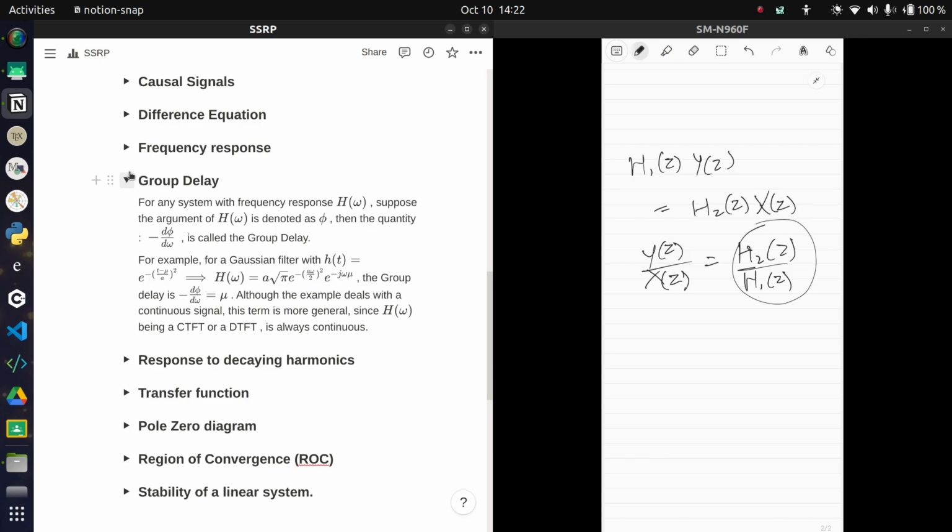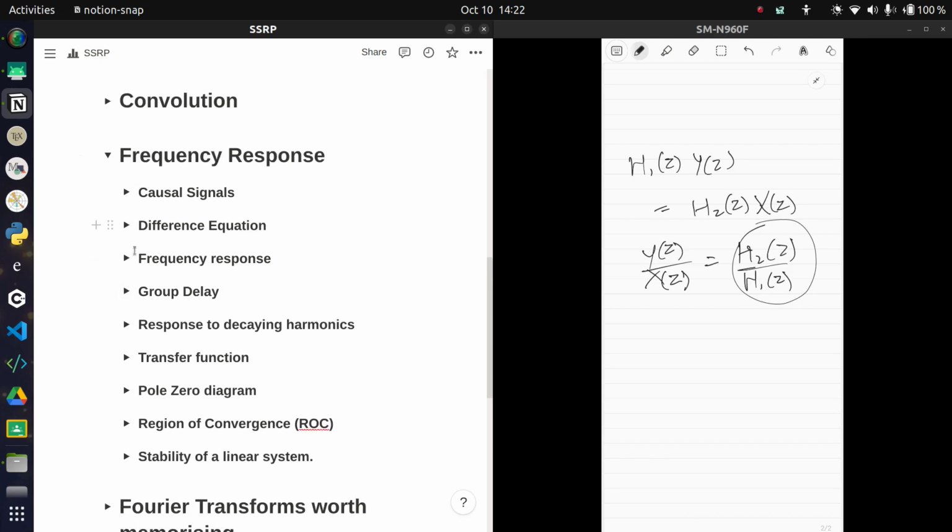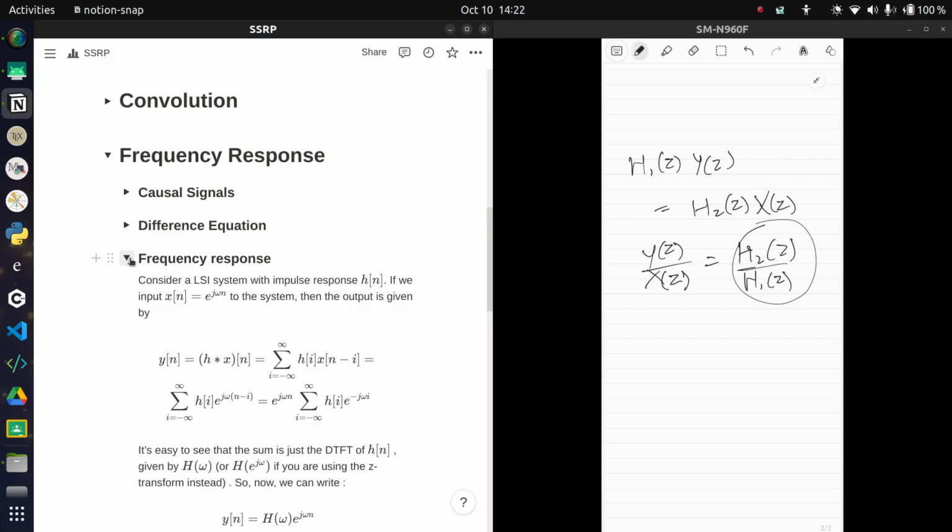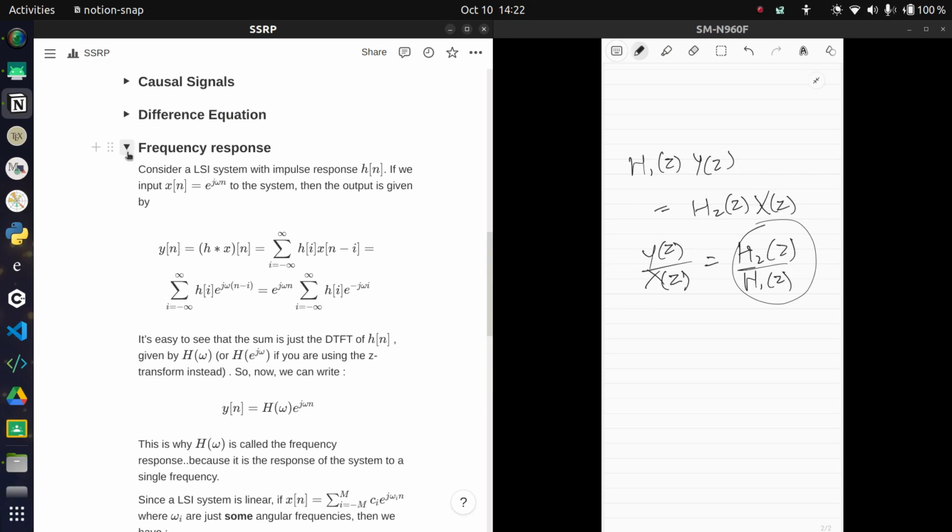Probably it has to do with the fact that a Gaussian has its Fourier transform, sorry, I shouldn't say the DTFT, I should just say the Fourier transform. The Gaussian has its Fourier transform being a Gaussian once again. So it has to do with that most probably. I think so. Yeah, this we already dealt with.